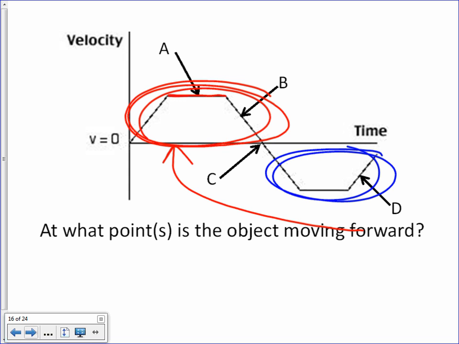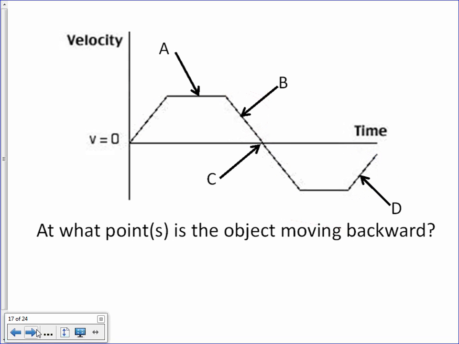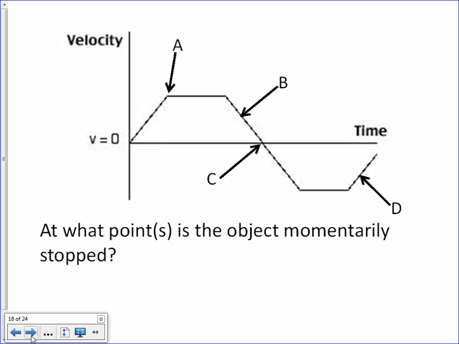Are we stationary here? No, we have a positive velocity. We're still moving. We're not changing. We're not accelerating. What happens right there? We stop moving at all. We're stationary just for a moment, and then we start moving backwards. Backwards, do you remember what we just said? Negative values of velocity. Momentarily stopped, gotta be right there.